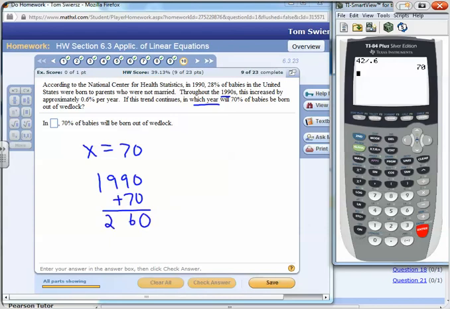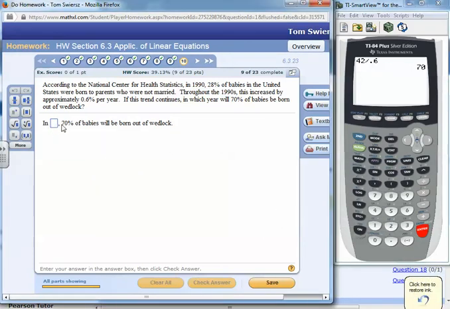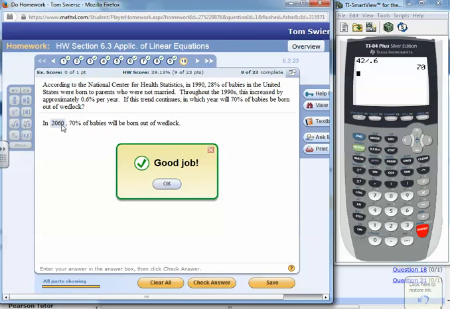So it's going to be the year 2060. 70 years after 1990, because we started the process in 1990. So it's going to be the year 2060.